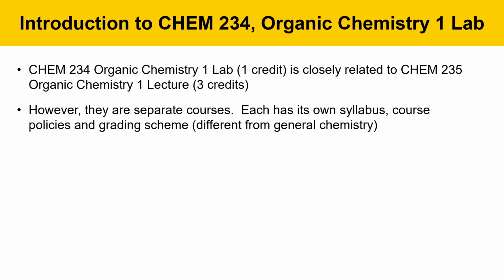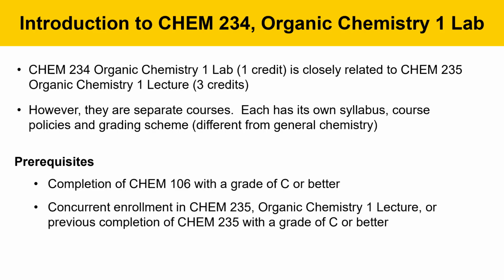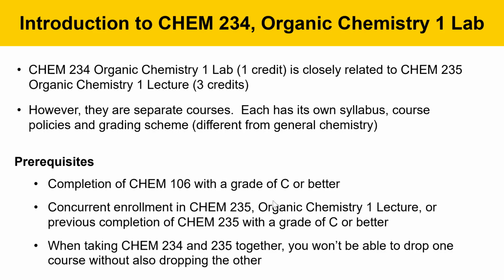This is different from general chemistry, where the lab and the lecture were integrated into one course, and you got one grade for both. In organic chemistry, the lecture and lab have separate grades. Prerequisites for the lab course are completion of Chem 106, that's General Chemistry 2, with a grade of C or better, concurrent enrollment in Chem 235, Organic Chemistry 1 Lecture, or previous completion of Chem 235 with a grade of C or better. When you take Chem 234 and 235 together, as most students do, you won't be able to drop one course component without also dropping the other, so just be aware of that.